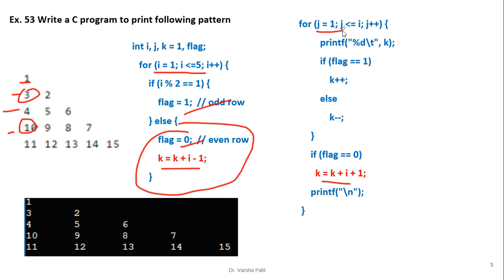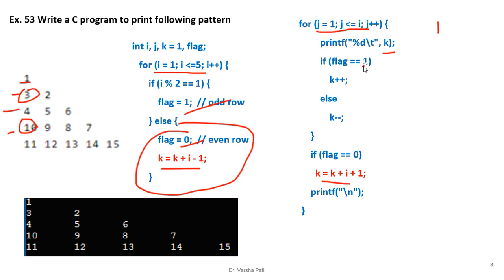Now this is nothing but j equal to 1, j is less than i, j plus plus. It will print the value of k. Now k is set to 1, so it will print 1 on the screen. Now if it is 1, then we have to increment, because when we are going in this direction we are incrementing, and in the reverse direction, that is the even row, we are going to decrement, and in the odd row we are going to increment.